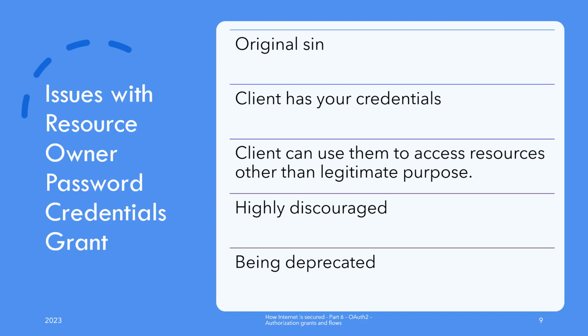You must be wondering, isn't this the original sin that started the entire OAuth2? Once an evil client has your username and password, the client can bypass the protocol and attempt to sign in as you, the resource owner, and access any service you have access to. That is why this is another frowned upon grant type, recommended to not be used, and is in the process of being deprecated.